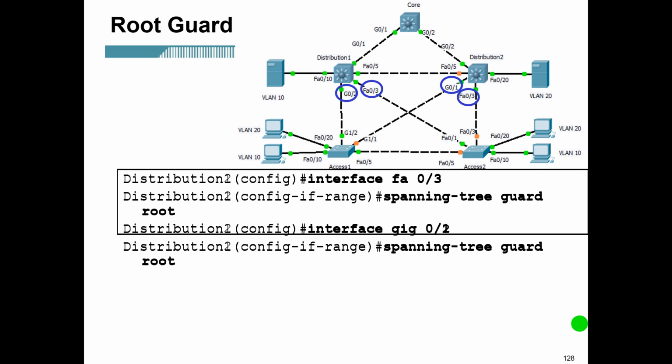However, if root guard is also enabled, all the backup interfaces used by the uplink fast feature are placed into root inconsistent state, i.e. blocking. So uplink fast must be disabled because it cannot be used with root guard.